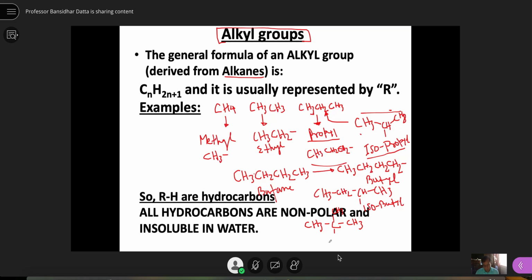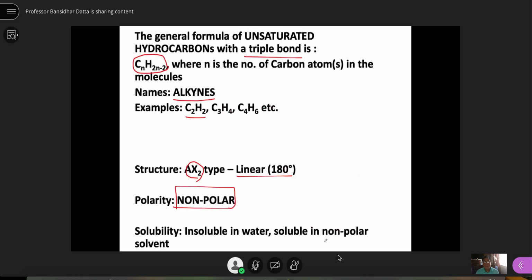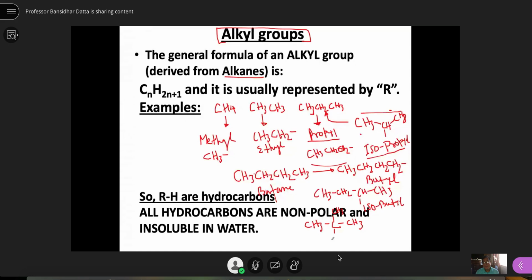What is this one? It's called tertiary butyl group. Tertiary butyl. T-E-R-T-I-A-R-Y. Tertiary butyl group. It is also known as T-butyl group.